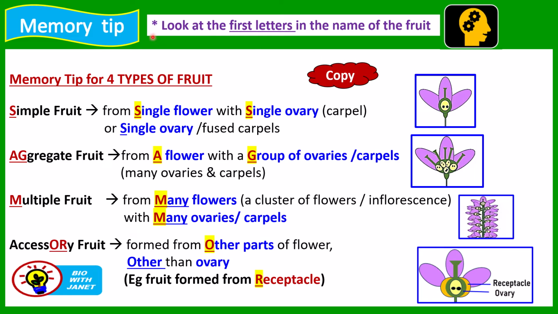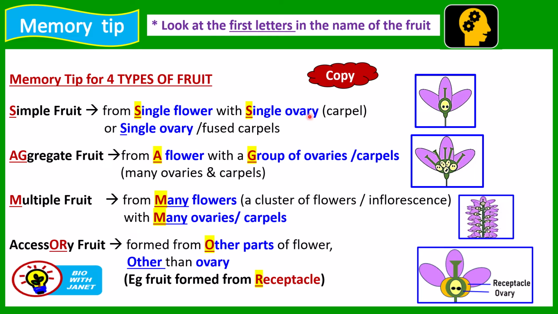Here is a very good memory tip to remember the characteristics of the four different types of fruit. Look at the first letters in the name of the fruit. For example, simple fruit. The first letter is S. S stands for simple, but it can also stand for single. So the simple fruit is formed from a single flower, another S, with a single ovary or a single carpel that contains one ovary.